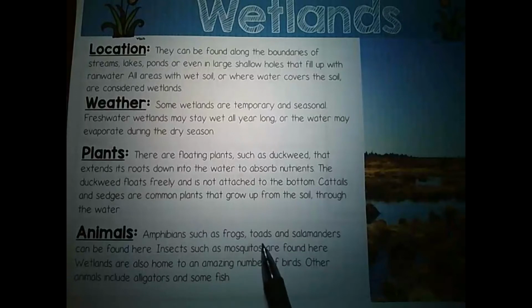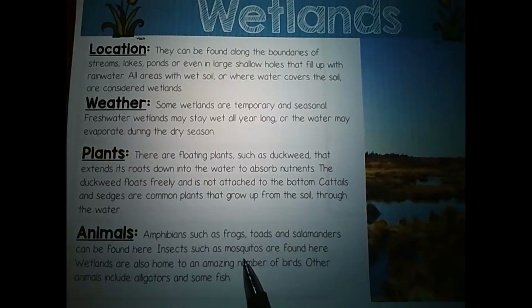And then animals. Amphibians such as frogs, toads, and salamanders can be found here. Insects such as mosquitoes are found here. Wetlands are also home to an amazing number of birds. Other animals include alligators and some fish. Now, the great thing, guys, is most of our wetlands here in Arizona, not that we have a lot, we don't really have to worry about alligators. That's more so for the wetlands of Louisiana and Florida, okay?